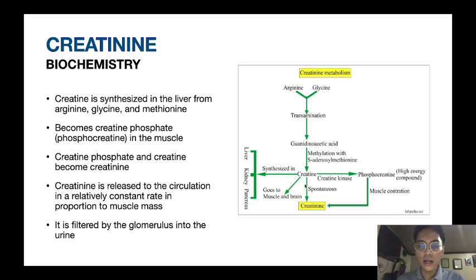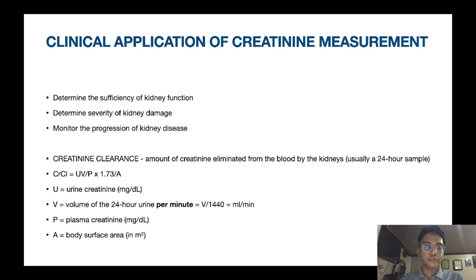So, remember, creatine minus water will become creatinine, then phosphocreatine minus phosphoric acid will become creatinine. Okay, so again, creatinine is released to the circulation at a relatively constant rate in proportion to muscle mass. So again, bodybuilders have big muscles. So men have more creatinine than women because men have more muscle mass. And then it is filtered by the glomerulus into the urine. Because it is only 113 daltons.